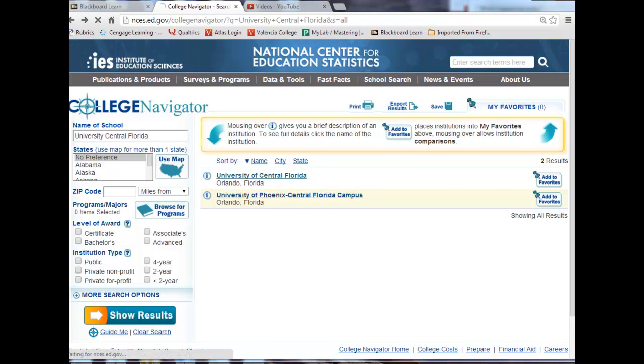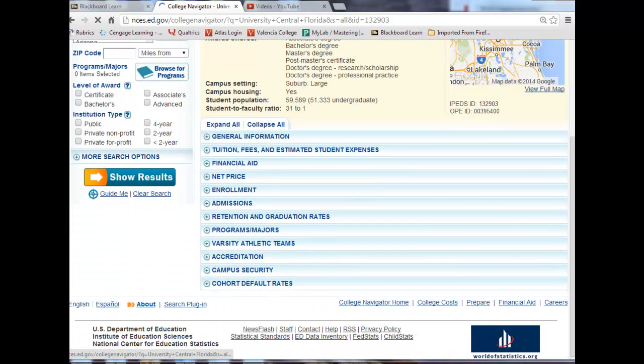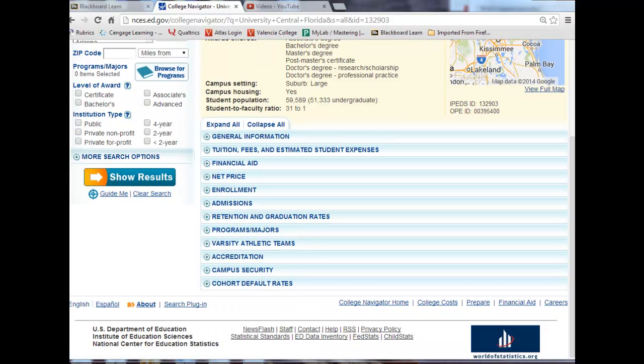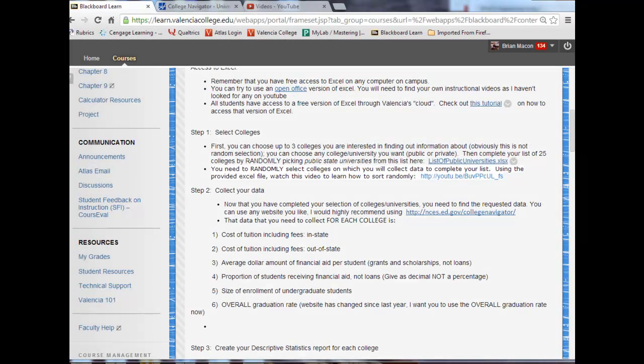So I'm going to click University of Central Florida, and you're going to see here's all the categories of information that they have here. They give you some kind of general information about the college, but down here will be where the specific information will be. So you notice in the instructions right here, the first two categories are cost of tuition, including fees. I want you to have in-state and out-of-state.